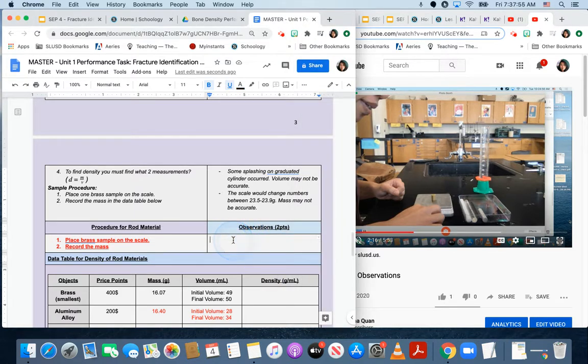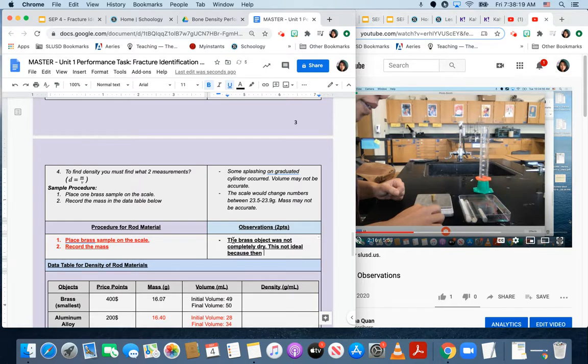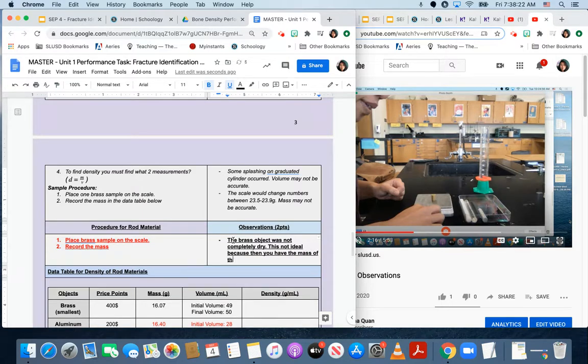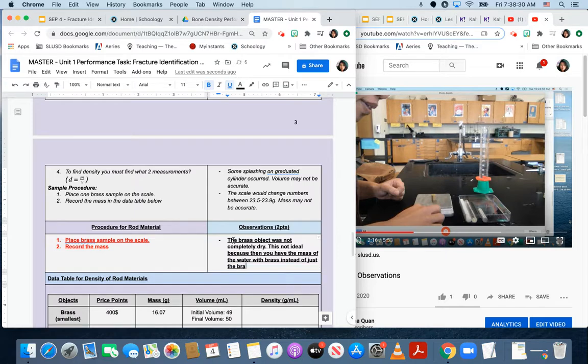So an observation would be, as you're doing the lab, what mistakes could you have made that could have messed up your data? Well, one of the mistakes that I made initially was the brass object was not completely dry. This is not ideal because then you have the mass of the water with brass instead of just the brass object. So that's one of the errors that I made.